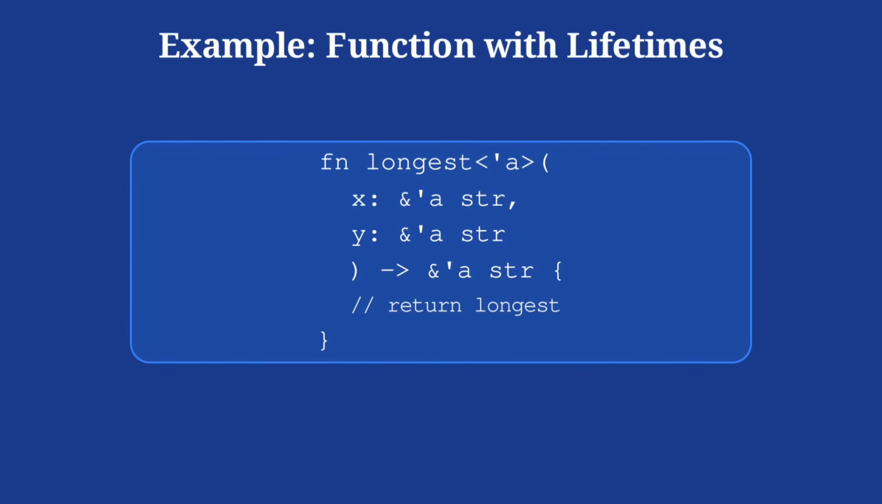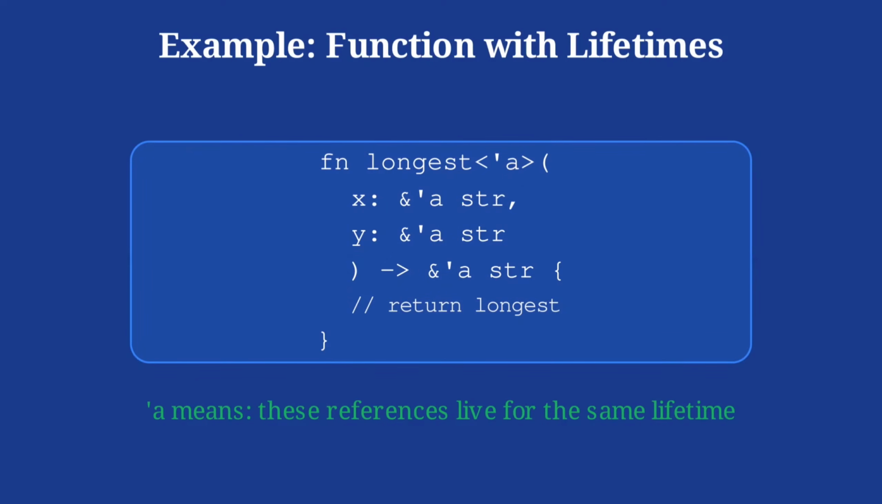In practice, this means the lifetime of the returned reference is tied to the smaller of the lifetimes of the inputs. This prevents us from, for example, returning a reference to x if x is about to go out of scope, while y lives on.